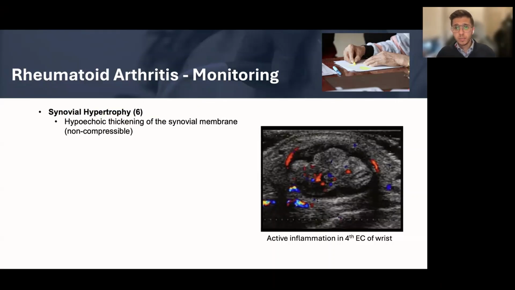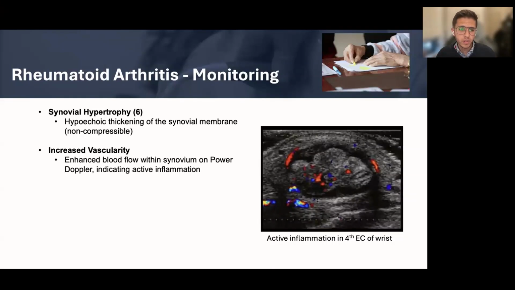So what do you see in ultrasound in patients with rheumatoid arthritis? Classically, you see hypertrophy of the synovium. So you can see a hypoechoic, so less echogenicity, and thickening of the membrane around tendons and joints. That can be really helpful to help differentiate.